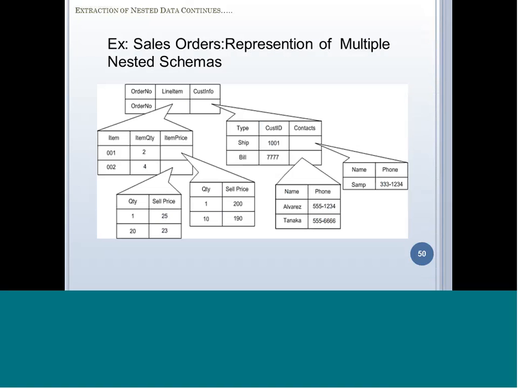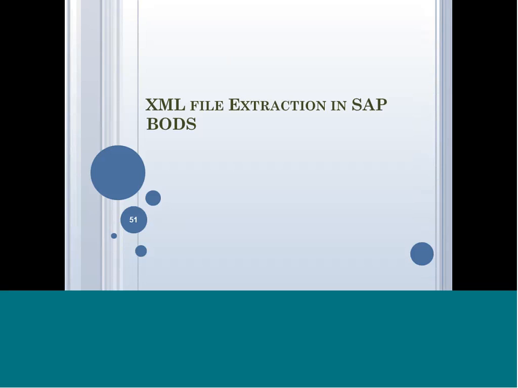We already went through this yesterday: how the different bill to and ship to, and bill to contact and ship to contact work. For one order, how many items there are and how they are referred to here with the child subschema. We are going to extract all of that, as we will see now. That is all about what we are going to extract and how the nested data will be represented.